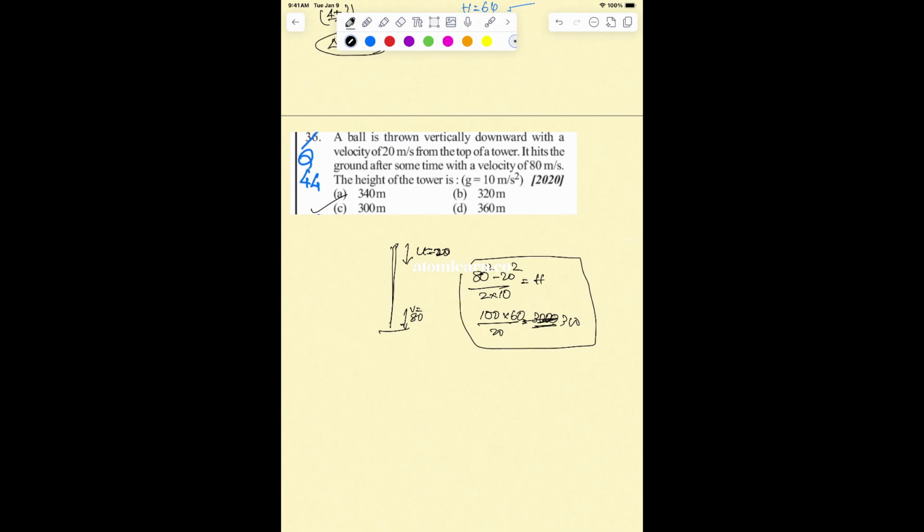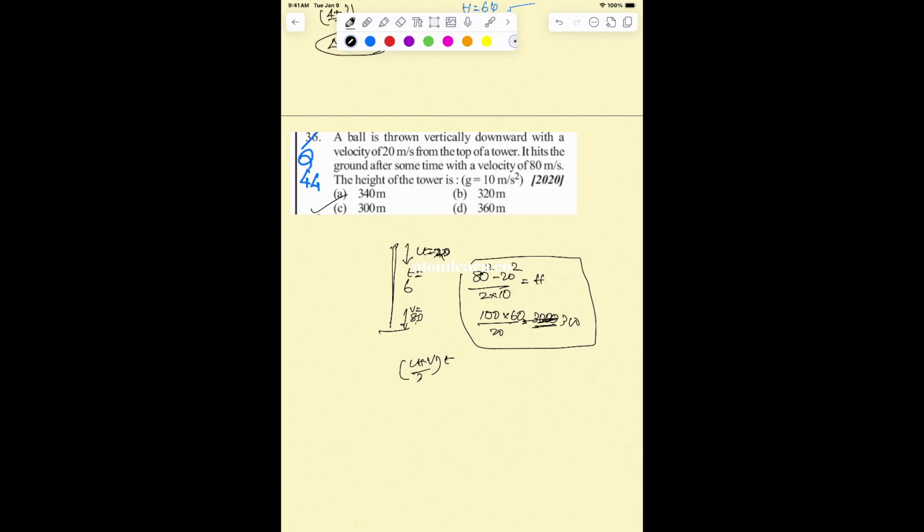Here also, I would rather use this kind of method. A two-step method, because I am going to use the fifth equation, (u plus v) by 2, the average, into t, for which I'll first have to compute t. Because 20 increases to 80, with g equal to 10, it should be only 6 seconds of travel.